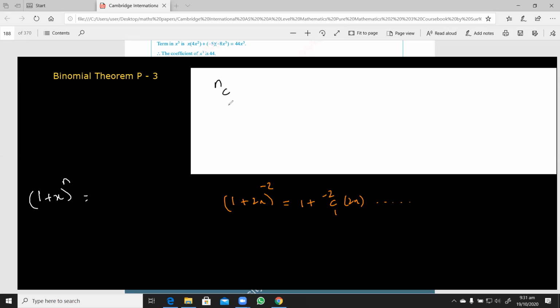Basically, this nCr is n factorial over (n minus r) factorial into r factorial. That is the formula. I'll explain this formula to you in your P5. Right now, you just note it down that nCr is basically n factorial over (n minus r) factorial into r factorial. Now, when you find 5C2, that is basically 5 factorial over (5 minus 2) factorial times 2 factorial.